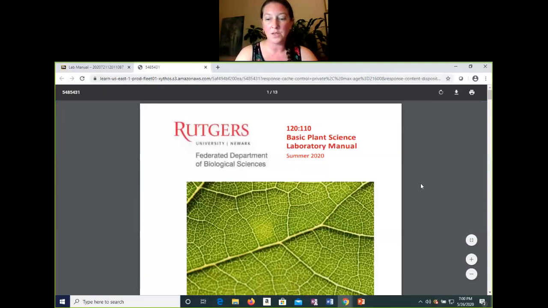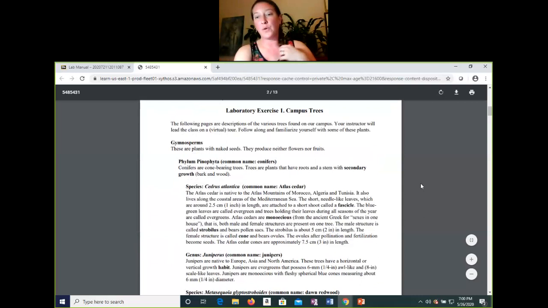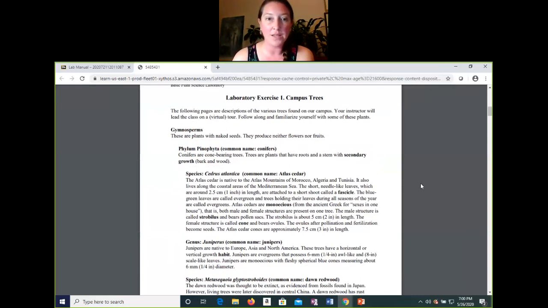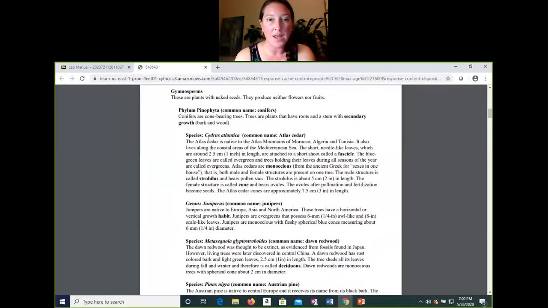Okay, great. So this is what the lab manual looks like. Right now we're going through this campus trees section, right? It talks about what I said, like the gymnosperms are plants with naked seeds that don't produce flowers and fruits. And right under it, Cedrus atlantica, Atlas cedar. As you see here, the short needle-like leaves are in a group that's called a fascicle, which just means a cluster.